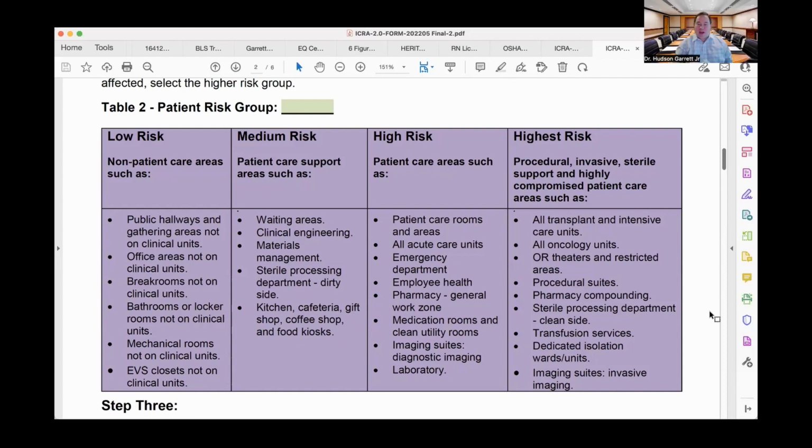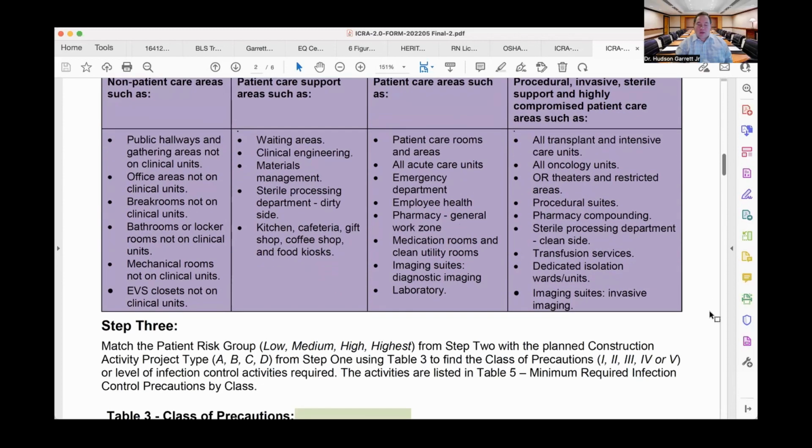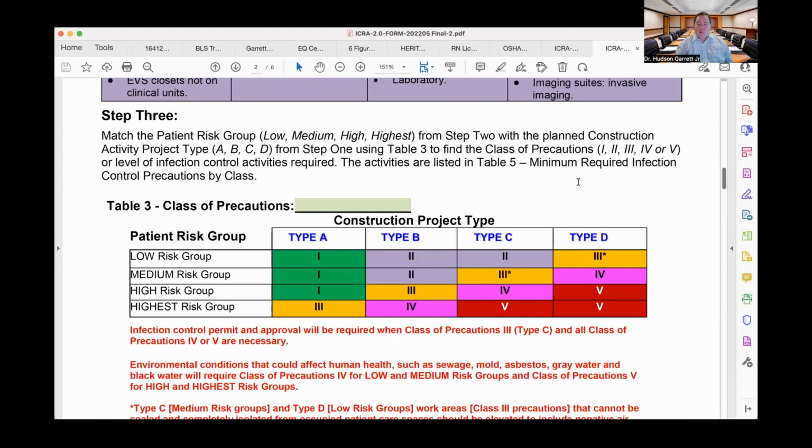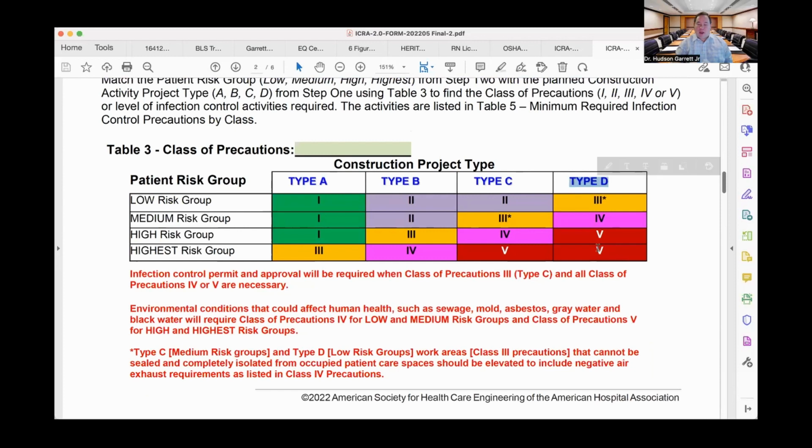So if we're looking at a type D and the highest risk, now we're getting into this environment where we look at this and say, okay, we're in the highest risk, which is going to trigger category V. This category V is so helpful because it allows us to determine the types of mitigation steps that we're going to put into place.